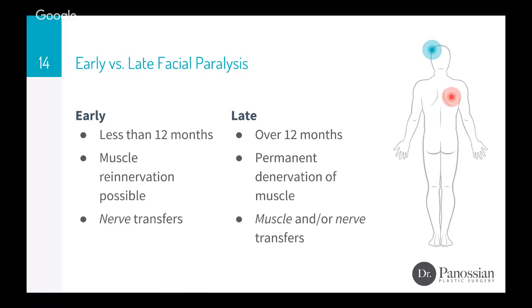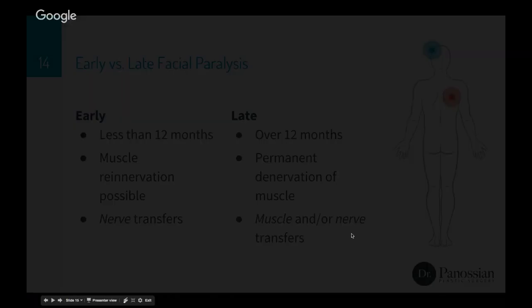And there are certain reasons why we want to classify it this way, and it really has to do with the potential for reinnervation, where it is possible in the early phase, it is not possible in the late phase, and that is the key difference. That dictates what we are able to do as plastic surgeons, whether we are able to perform nerve transfers to regain near total control of the facial muscles, or whether we need to transplant a muscle in addition to nerve transfers or instead of nerve transfers.